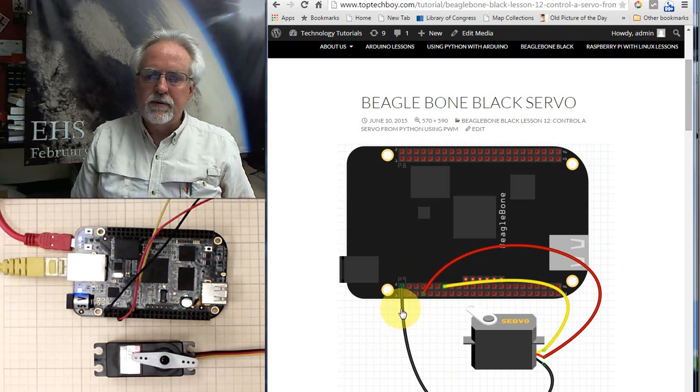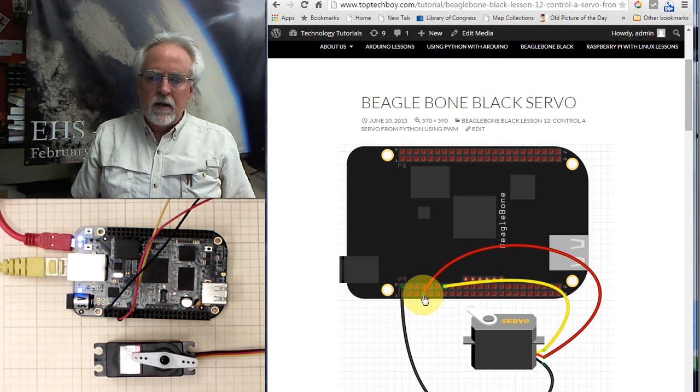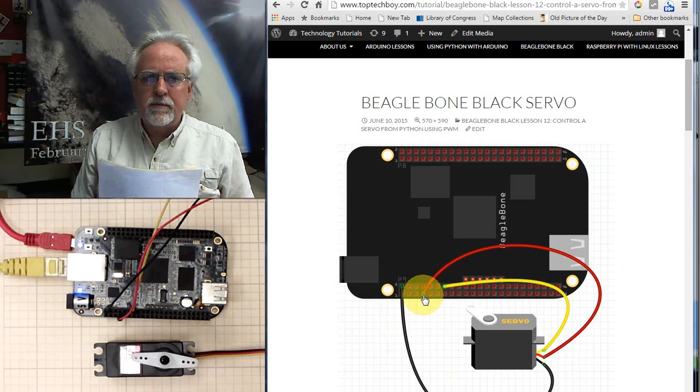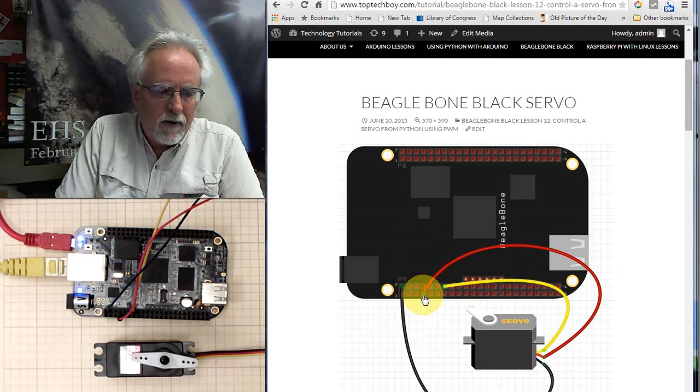Okay, so this is on header P9 and I have pin 1, 3, 5, 7. That's the 5 volt system signal coming off of the Beaglebone.